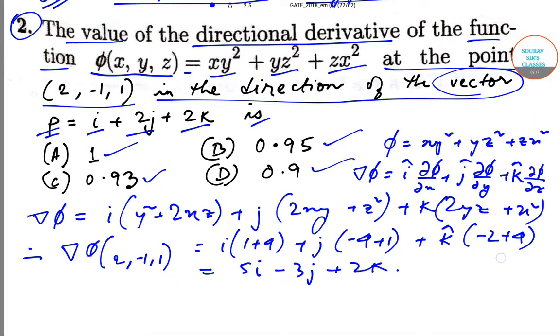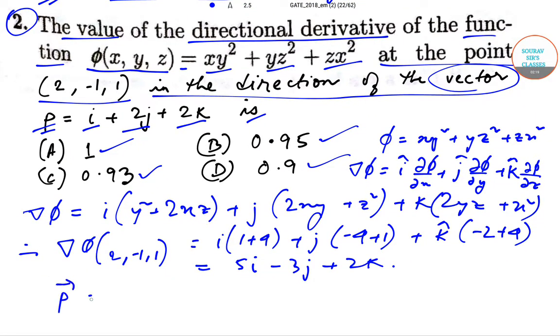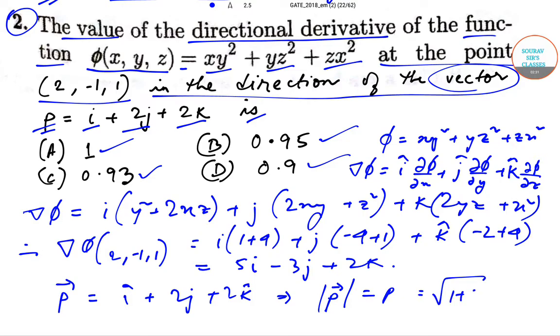Now we know that the vector p is equal to i cap plus 2j plus 2k. So that implies that the magnitude of p, which is equal to p, will be equal to root over 1 plus 4 plus 4, that will be equal to root over 9, that will be equal to 3.